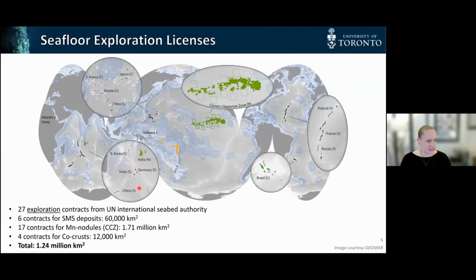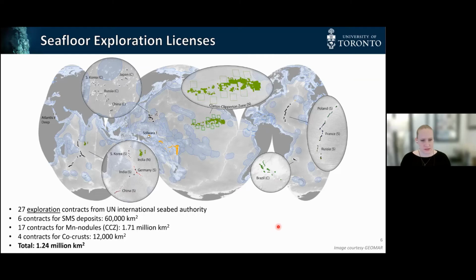And so we have 6 contracts for massive sulfide deposits along mid-ocean ridges, totaling 60,000 square kilometers. There also is active exploration for ferromanganese nodules in the Western Pacific and also cobalt-rich manganese nodules in the Clarion-Clipperton zone. And all of this is governed by the UN International Seabed Authority. So in total, 1.24 million square kilometers of the seafloor has been staked basically for different kinds of seafloor deposits, but just note that these are not mining contracts, these are exploration contracts.